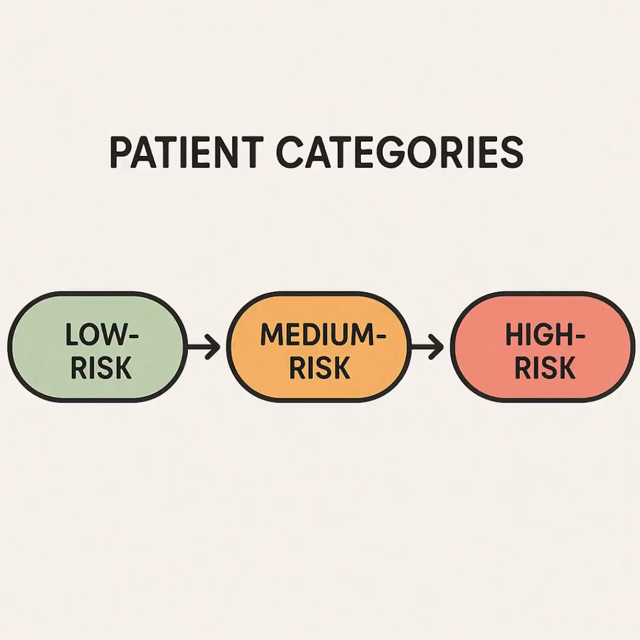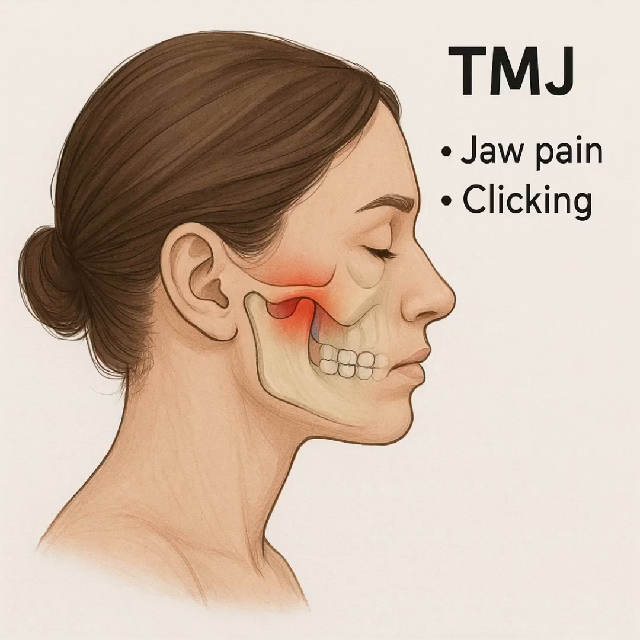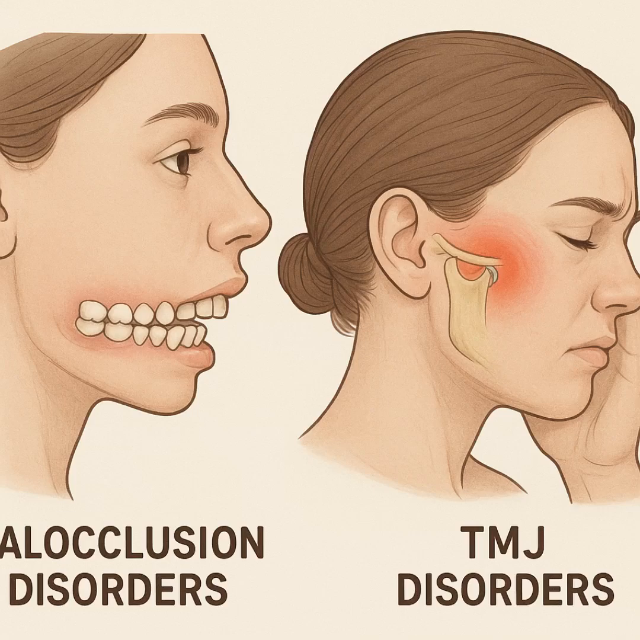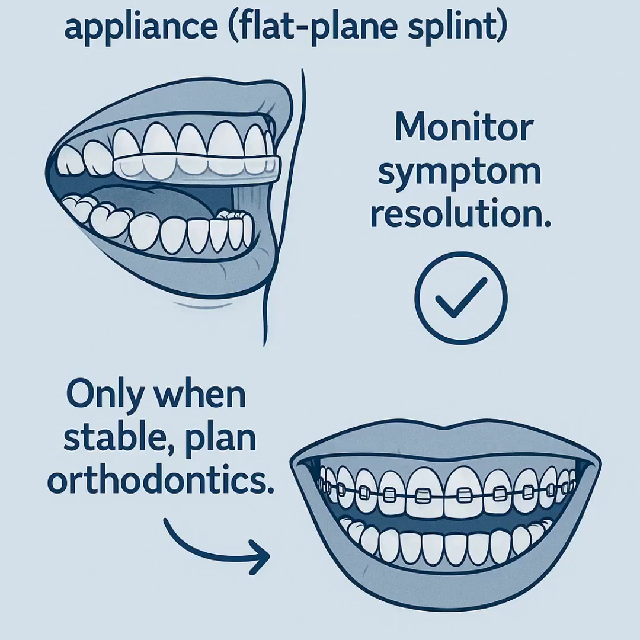Patients fall into three categories. 1. Aesthetic only. No TMD signs, seeking alignment. 2. TMD only, symptoms present, no aesthetic concerns. 3. Both, the complex ones, malocclusion plus TMD. Key principle: always stabilize joints first, then move teeth. How? Use a stabilization appliance, flat plane splint. Monitor symptom resolution. Only when stable, plan orthodontics.